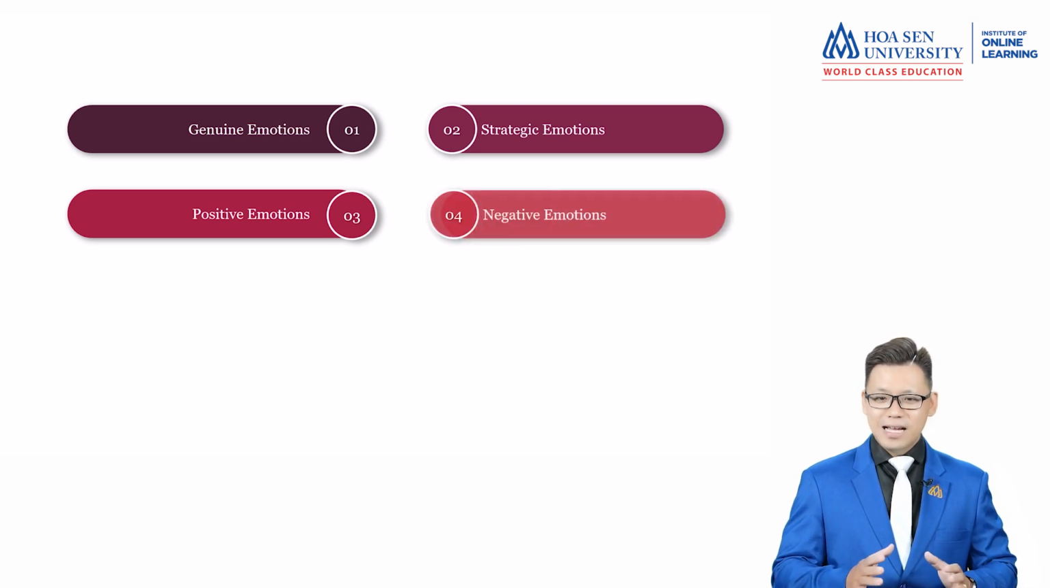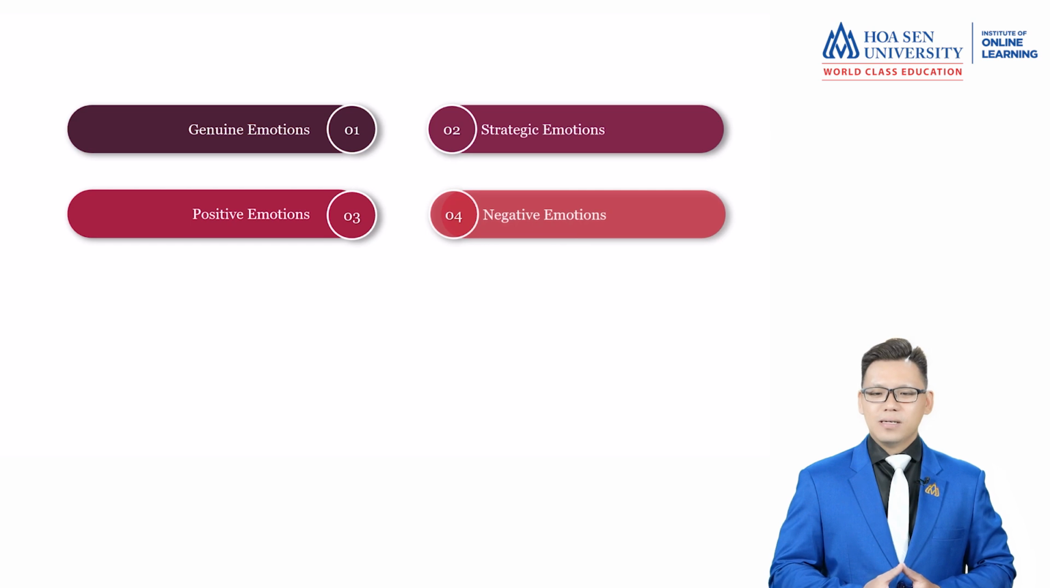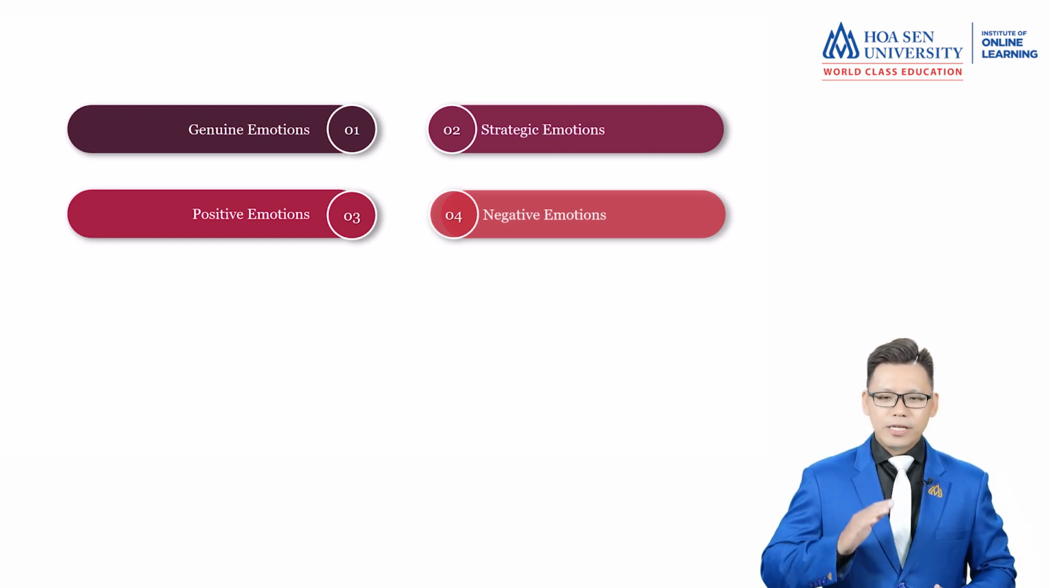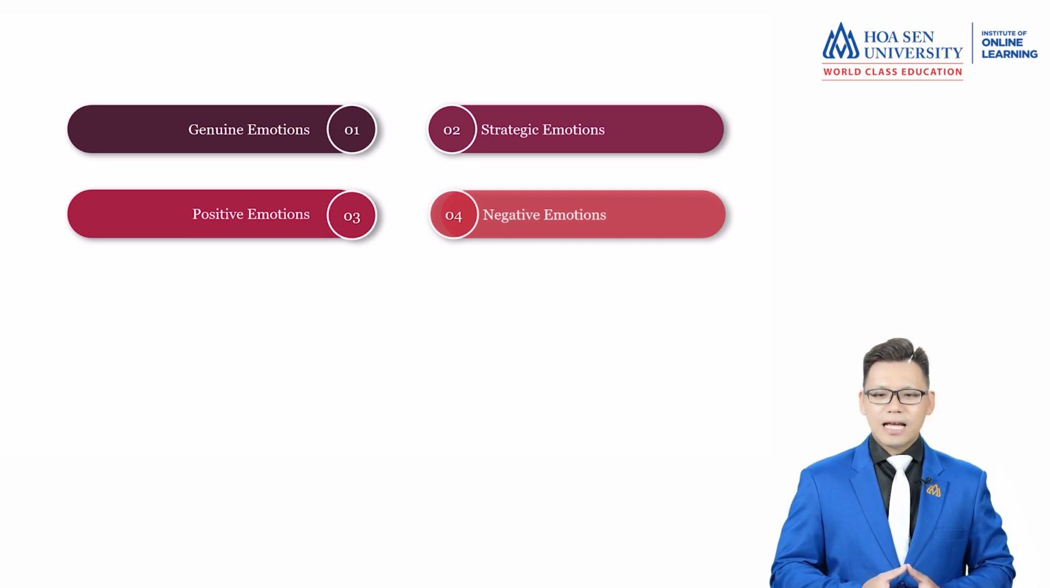And the last one, negative emotion, particularly anger. It can have a significant impact on negotiation, while real anger may reduce trust and damage relationships. Strategic anger can sometimes lead to favorable outcomes, such as gaining a concession.